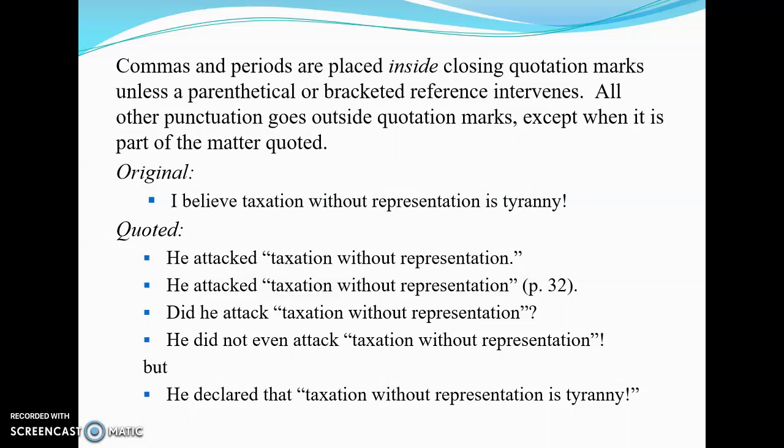He attacked taxation without representation. He attacked taxation without representation, page number 32. Did he attack taxation without representation? He did not even attack taxation without representation. So you see here the use of the different punctuation marks. But he declared that taxation without representation is tyranny. So that is the correct form of quoting a material.